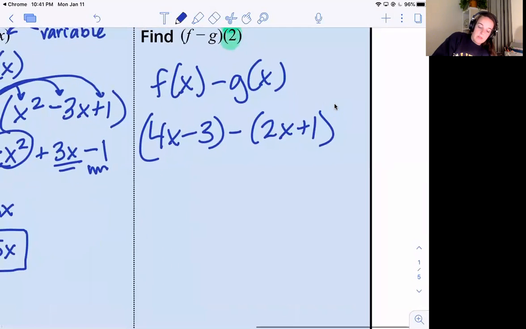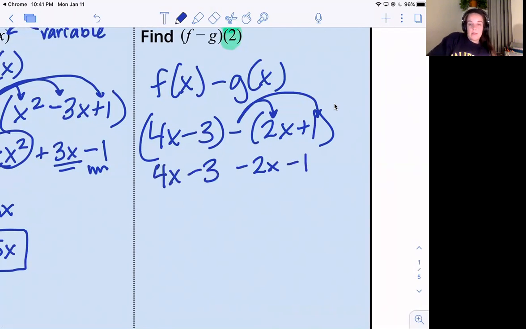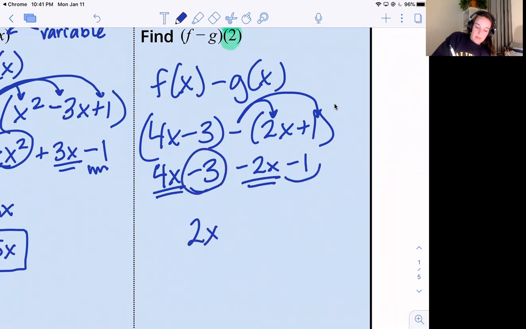So I'm going to distribute that negative in. So I know that it goes on to both pieces, negative 2x minus 1. I still have 4x minus 3 from the beginning. Looking for like terms, I see 4x minus 2x, 2x. And I see negative 3 minus 1 would be negative 4. If it asks for f minus g of x, we would be done.